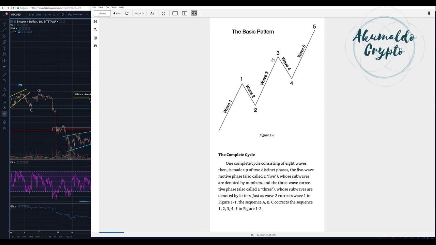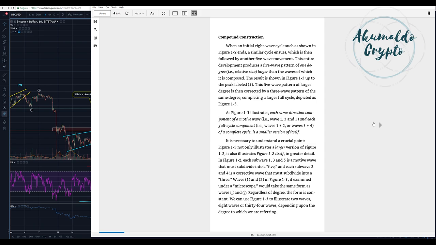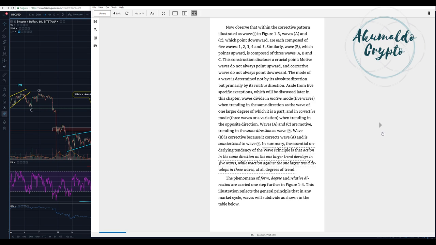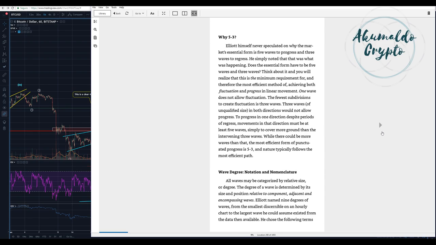Okay, 1, 2, 3. You see, you have the basic pattern: motive 1, 2, 3, and then corrective A, B, C. So we have numbers and letters. We use letters for the corrective phase, and for the motive, we use numbers. Basic structure again. But this is not what I want to show you guys.